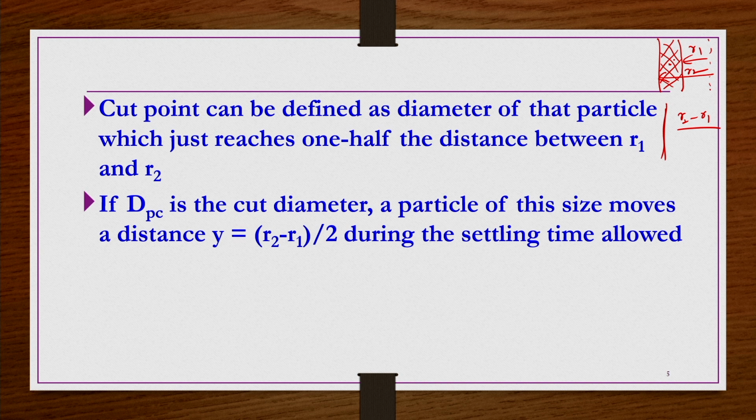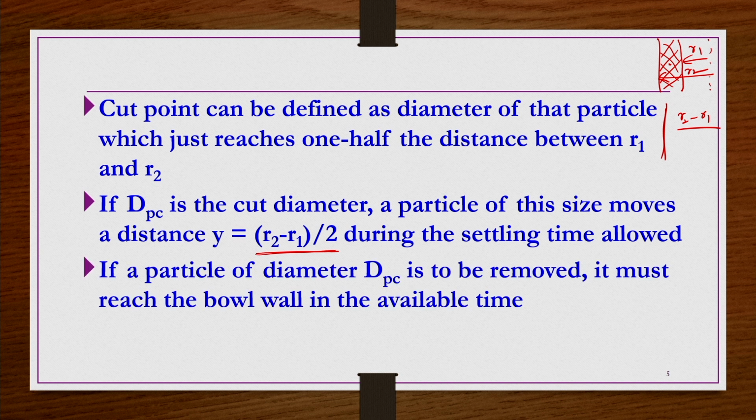That is, if dPc is the cut diameter, a particle of this size moves a distance R2 minus R1 by 2 during the settling time allowed. If a particle of diameter dPc is to be removed, it must reach the bowl wall within the available time. What is the available time? It is nothing but the liquid residence time. So within that time this particle has to reach the wall of the bowl, that is, it has to reach the R2 distance. That means RB has to be equal to R2.